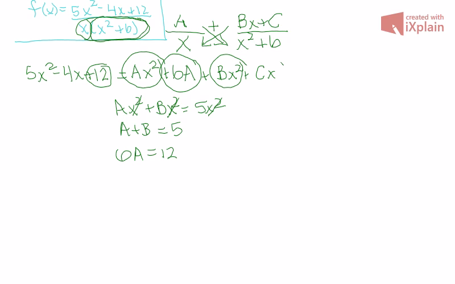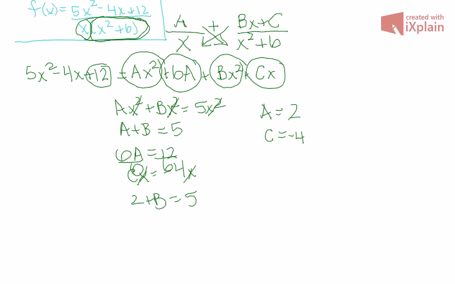And then last but not least, we know that Cx is going to be equal to negative 4x. We can cancel that out. So automatically we know that A is equal to, well, we divide by 6, we know A is equal to 2. We know from this that C is equal to negative 4. And now we can solve for what B is. So we know that 2 plus B gives us 5. So obviously B is going to have to be equal to 3.